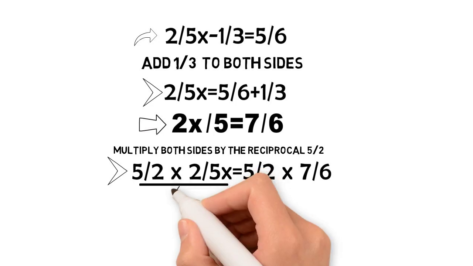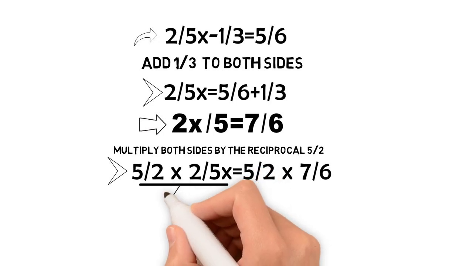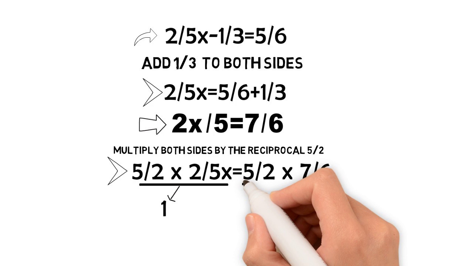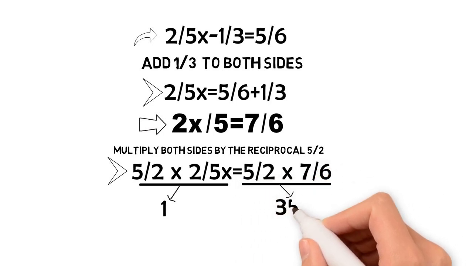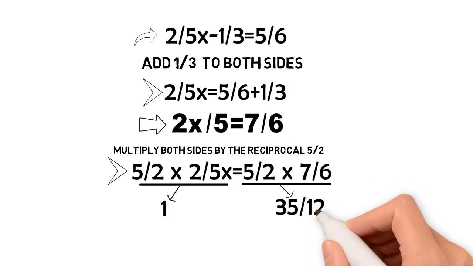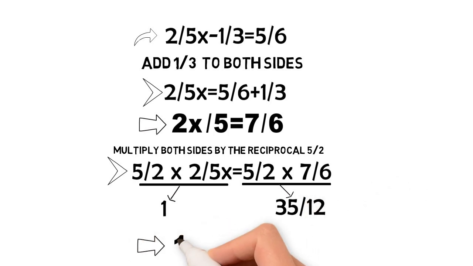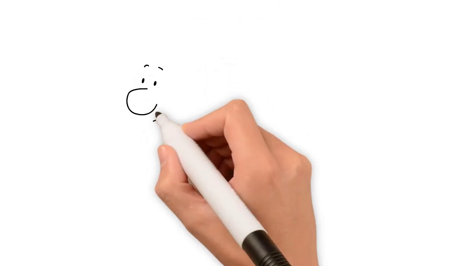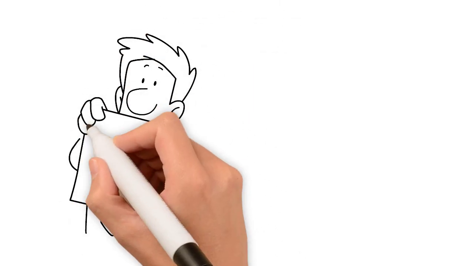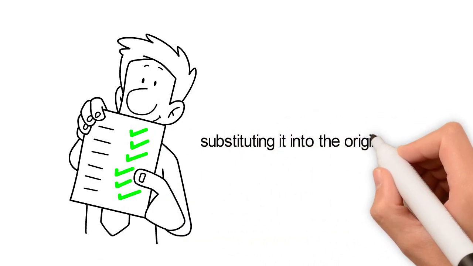The fraction on the left side simplifies to a 1, or an x, and on the right side, 5/2 times 7/6 equals 35/12. So the answer turns out to be x equals 35 divided by 12. We can leave it as a fraction or simplify it to a decimal by dividing. We can always check to see if the answer we get is correct by substituting it into the original equation.